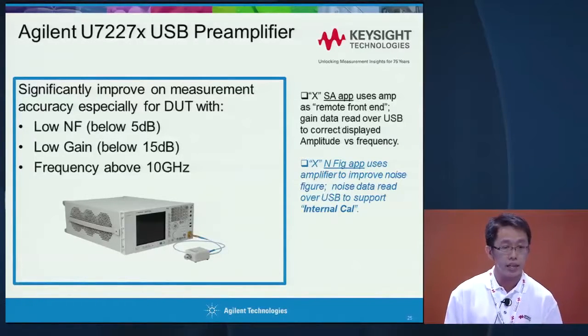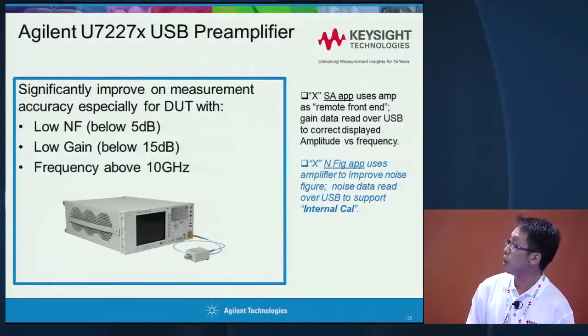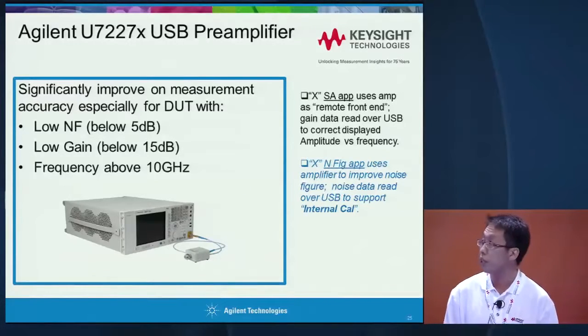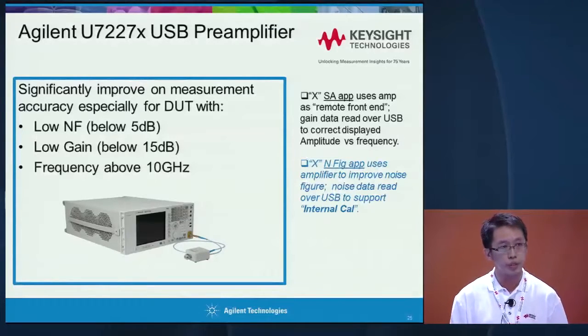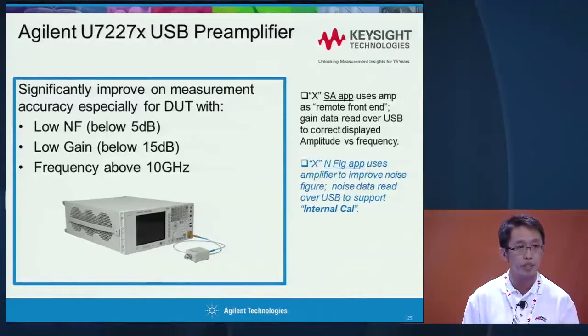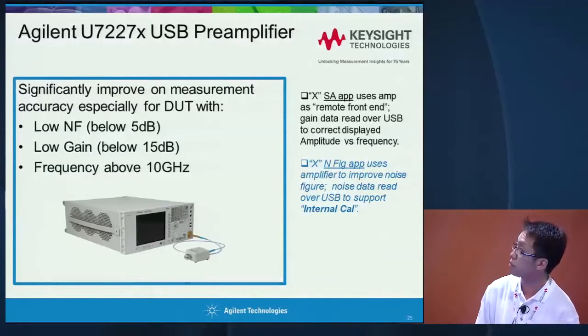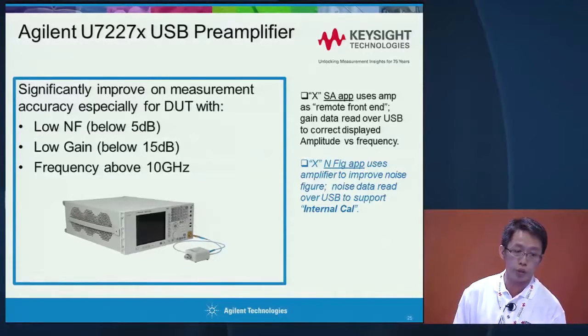When it is connected, it uploads the gain and noise figure data through the USB to the X series analyzers. With this, it's able to support internal cal. Internal cal is a nice feature where you can do noise figure measurements without needing to do calibrations with a noise source. The USB preamplifier is best when you are measuring DUTs with low noise figure, low gain, and high frequencies.